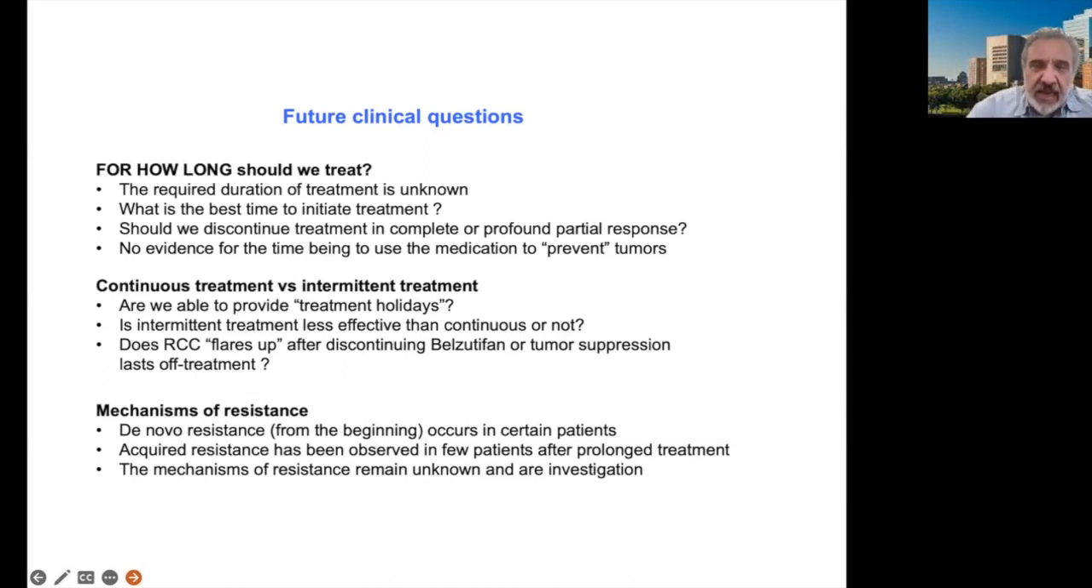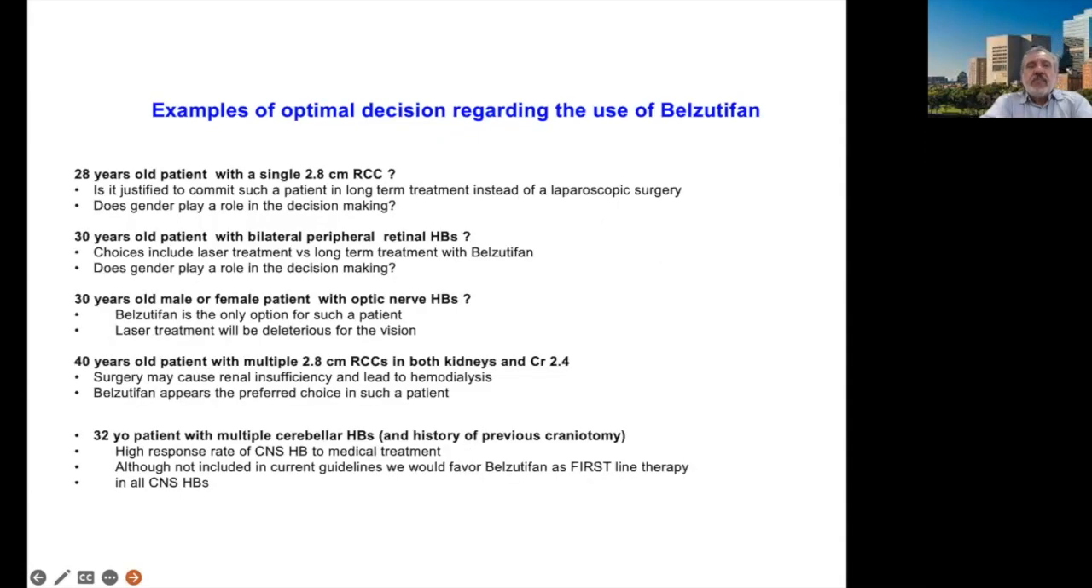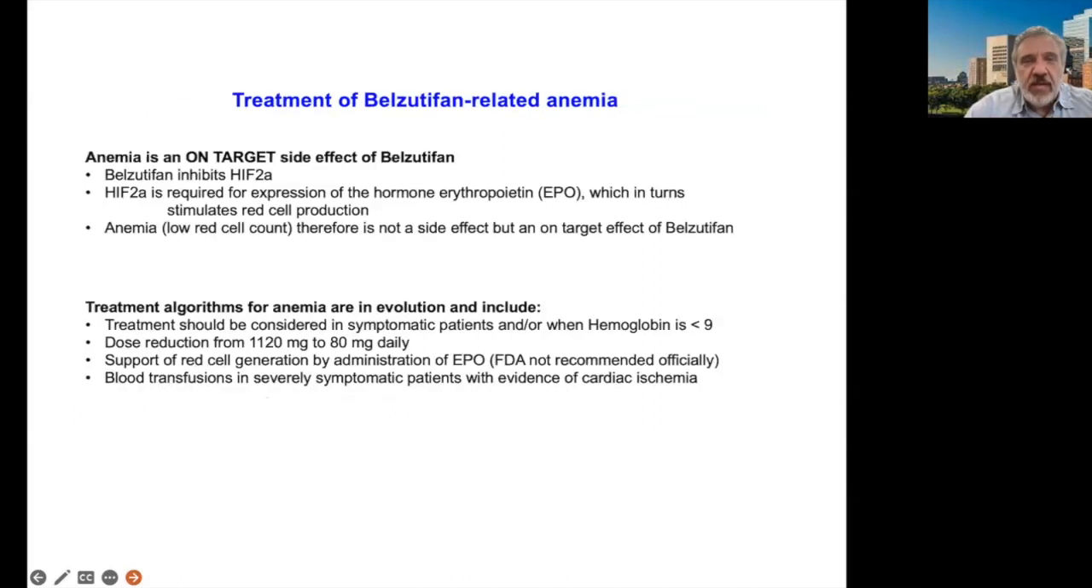We're writing clinical trials, using your support and participation to address these questions, so that the next generation of physicians knows how best to use this drug. We did see resistance, as I told you before, at the end of 3 years. At the beginning, if you don't shrink, you just don't grow. I don't know whether to call that resistance or relative resistance; I call it de novo resistance. We don't know the mechanisms of this resistance, but we're working on it. Here are some cases we can get back to and talk about, whether you would or would not use belzutifan.